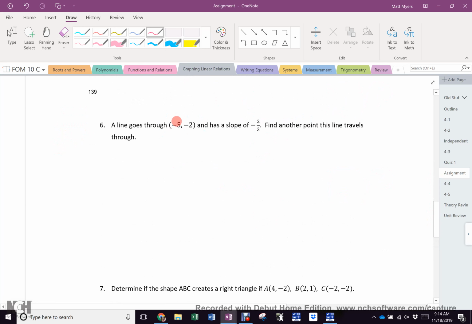What have I got? Let's see. So I've got a line that goes through that and has that slope. Find another point that it goes through. All right, so where is negative 5, negative 2? Because that's the point you know, right? Where is it? I'm going to go left 5, down 2, right? Agreed? Okay.